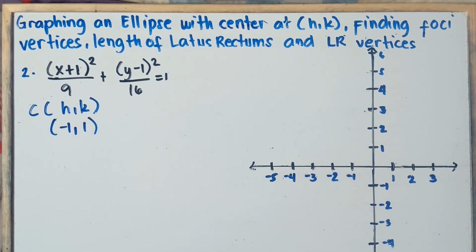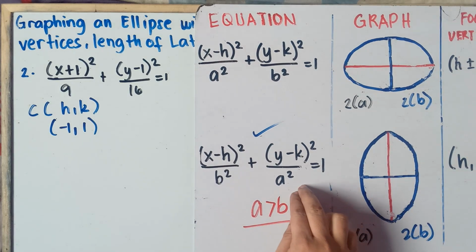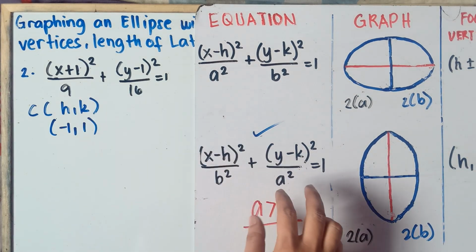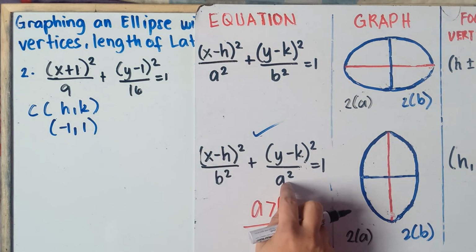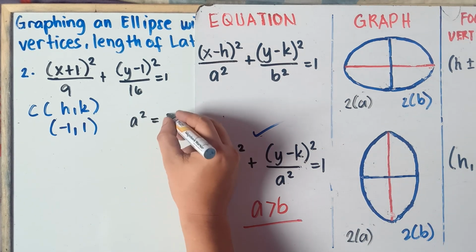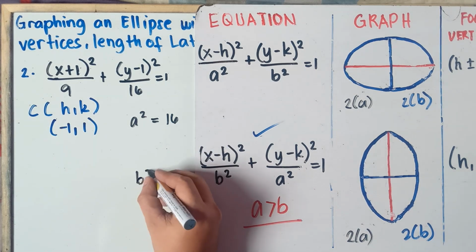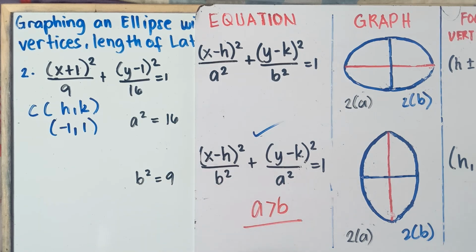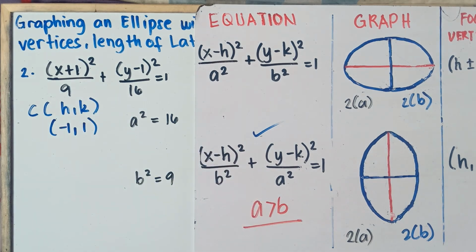Alright, next thing to do, class, is we need to find the value of a and the value of b. Once again, we'll be using this equation, because 16 is greater than 9. Our a is aligned on y squared. So to get the value of a, that would be a squared equals 16. And for our b, that would be b squared equals 9.